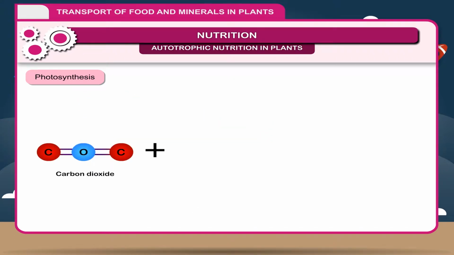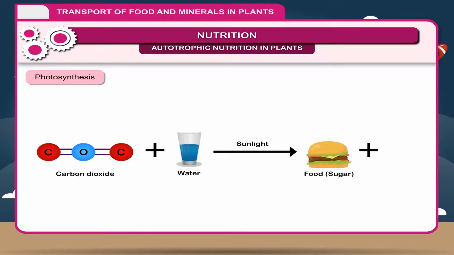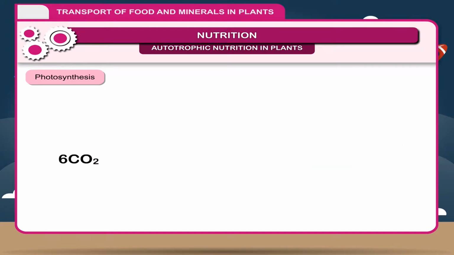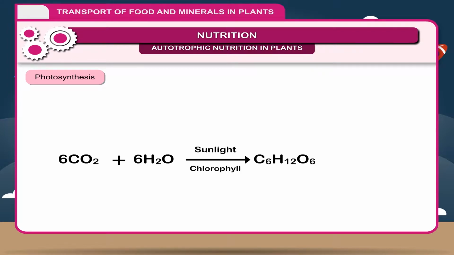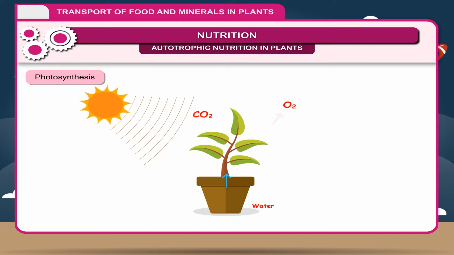Carbon dioxide plus water in the presence of sunlight gives rise to food, sugar, plus oxygen. 6CO2 plus 6H2O in the presence of sunlight and chlorophyll gives rise to C6H12O6 plus 6O2. Photosynthesis is the most vital process which is capable of using solar energy, sunlight.